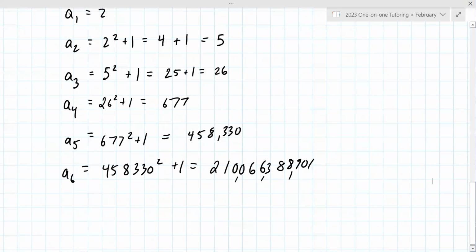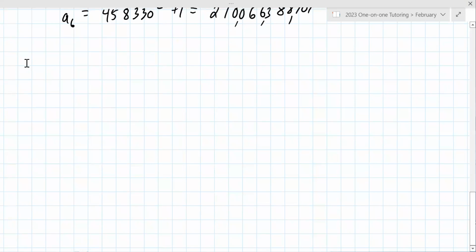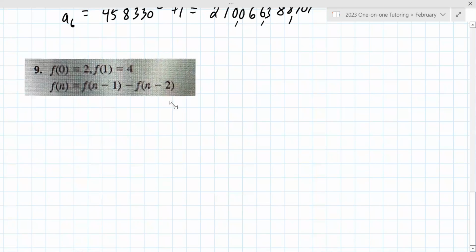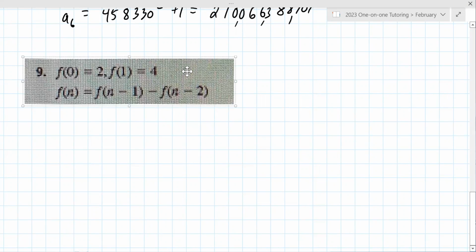Okay, now for number 9, what I can do here is stop using the function notation and give it to you in the subscript notation. Would that be preferred, or do you want us to continue to use the function notation? Either one works with me. Okay, so let's stick with the function notation as given here.